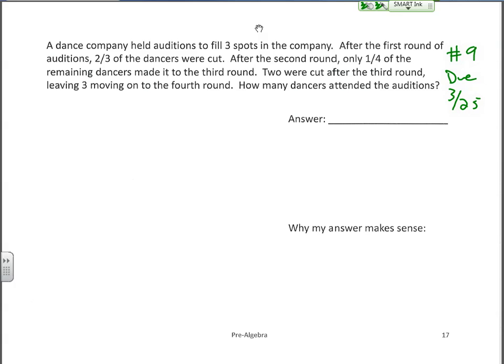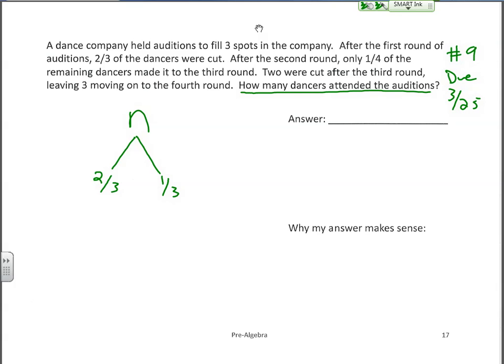So if our ultimate goal here is to calculate how many dancers attended the auditions, we're going to label that as our variable N. This N represents our whole group of dancers that showed up to try out here. And it says after the first round, 2/3 of the dancers were cut. So this whole group of dancers can be divided into 2 groups: 2/3 and what remains, which is 1/3.